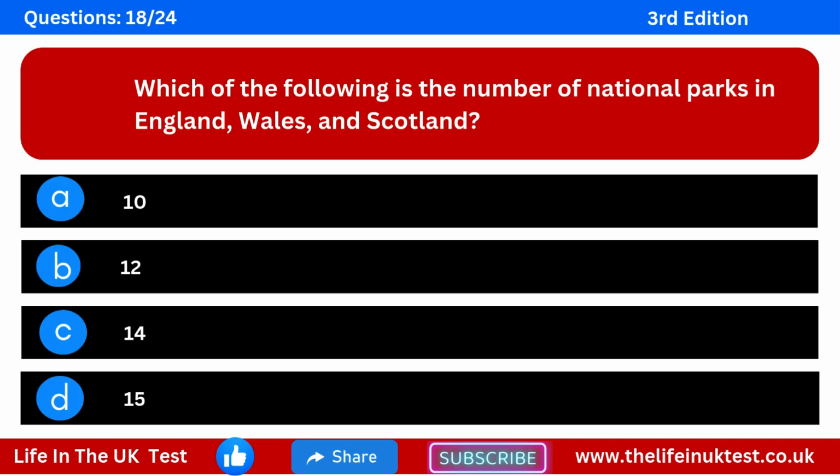Question 18. Which of the following is the number of national parks in England, Wales and Scotland? Option A, 10. Option B, 12. Option C, 14. Option D, 15.